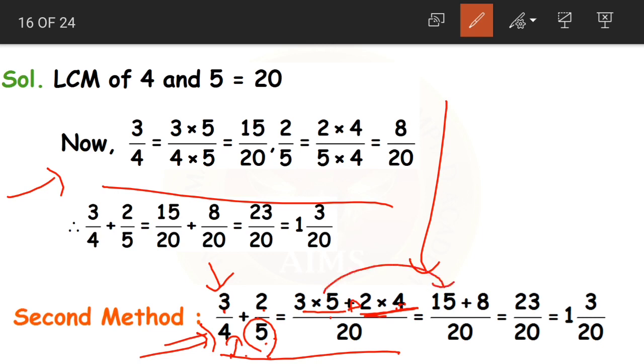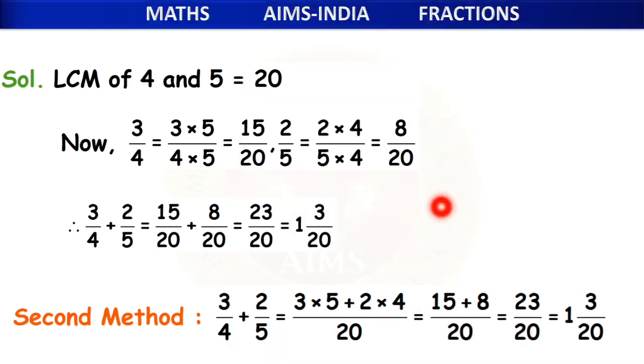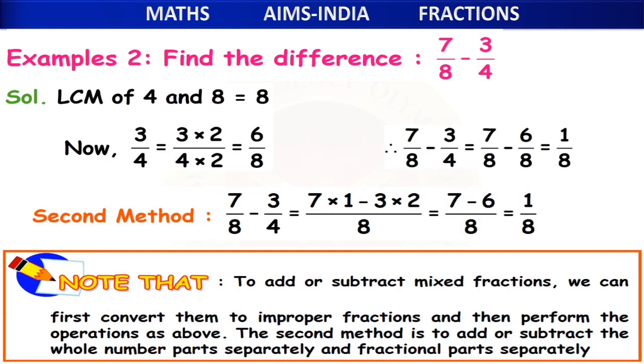Now 3 5s become 15, 2 4s become 8. 15 plus 8 becomes 23, and we have the denominator, which is the LCM, 20. Now 23 by 20 can be represented as 1 3 by 20. Clear, students? If they are like fractions, we can simply add the numerators and write the denominator as it is. And if they are unlike fractions, first we need to convert them into equivalent like fractions and then perform the addition or subtraction. Now example 2. Find the difference: 7 by 8 minus 3 by 4.